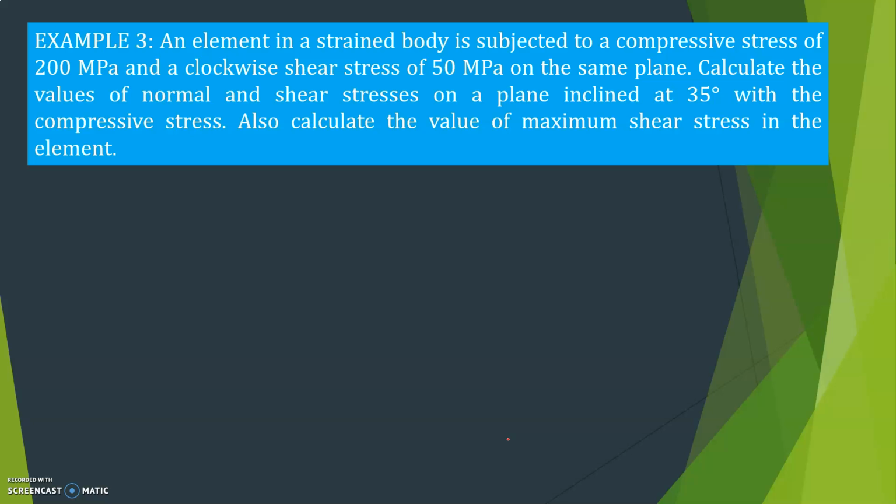Let us take one more example. You try this, just note down this problem. An element in a strained body is subjected to a compressive stress of 200 MPa and a clockwise shear stress of 50 MPa on the same plane. Calculate the values of normal and shear stress on the plane inclined at 35 degree with the compressive stress. Also calculate the value of maximum shear stress in the element. Solve this, we will discuss it in the class.